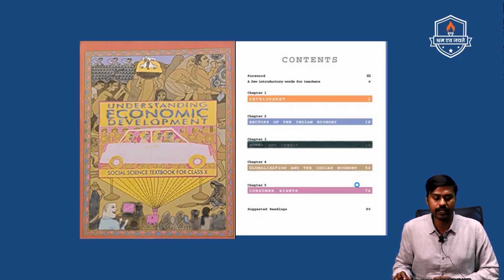And going into the 10th standard book, that is Understanding Economic Development, here you need to give maximum focus on chapter number 4, globalization and the Indian economy, and chapter number 3, money and credit, because from money and credit we can expect more questions from the preliminary aspect. But chapter 4, globalization, is going to be very important for your mains examination, especially GS paper 3.